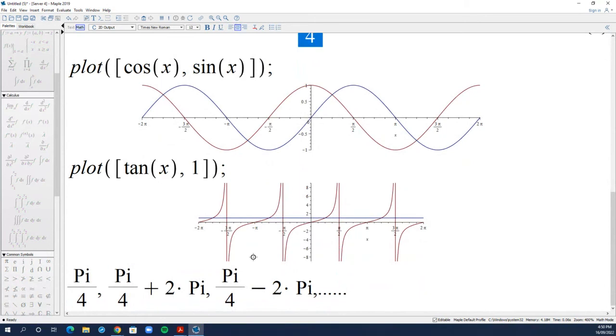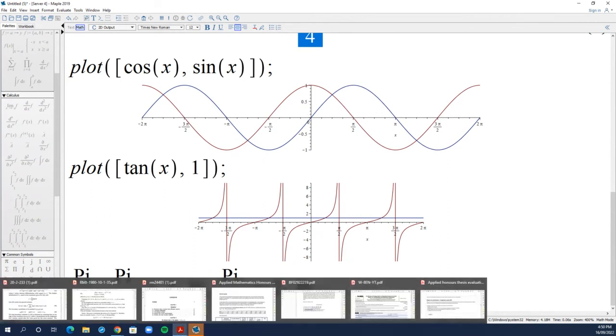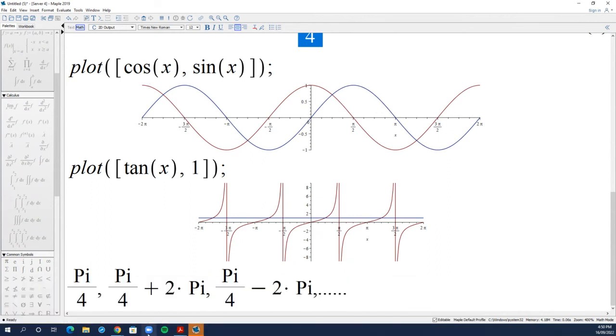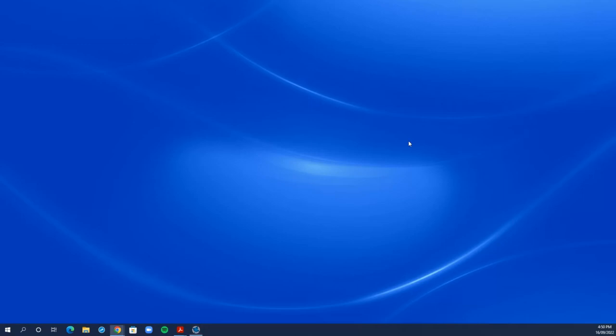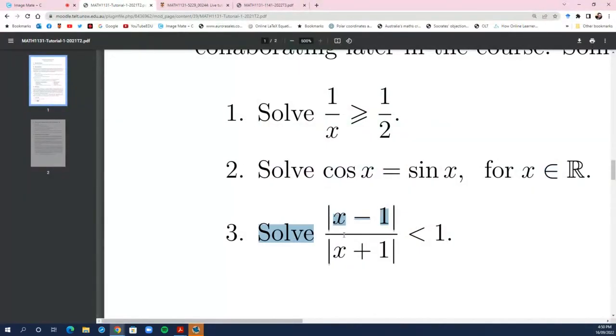Okay. Now there's other algebraic ways of solving this problem. Cosine x equals sine x. I won't do that, but let me just do another problem because we're sort of running out of time. Hang on. Yeah. I wanted to do this problem here.